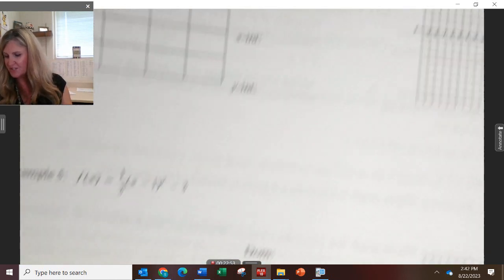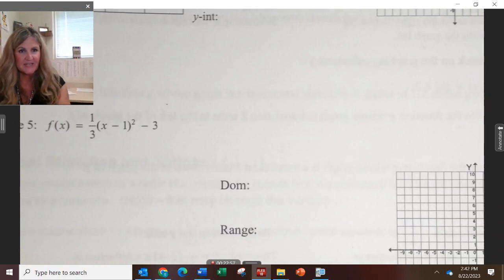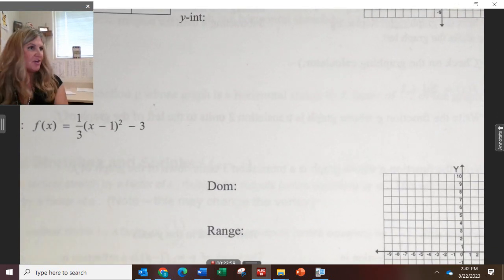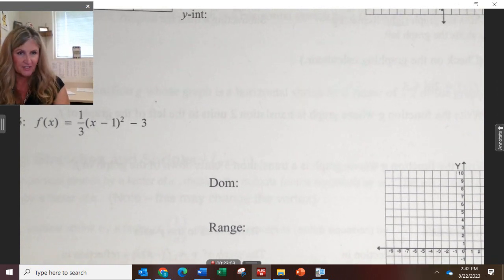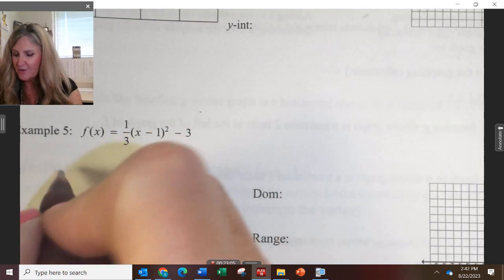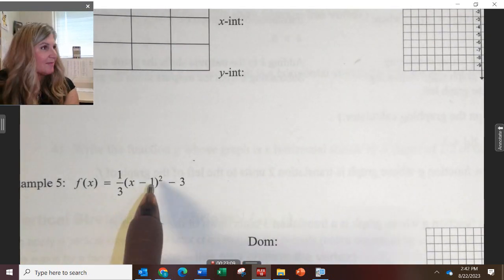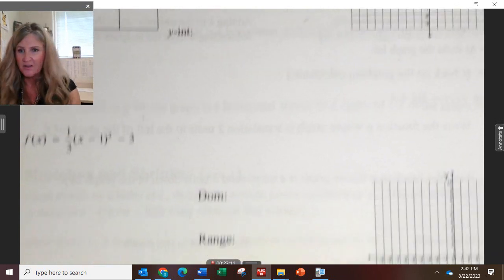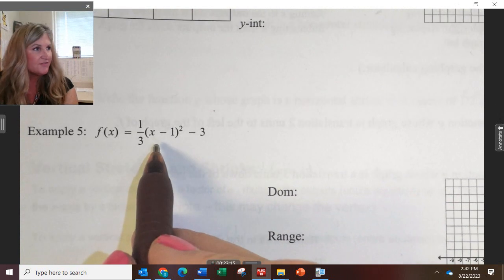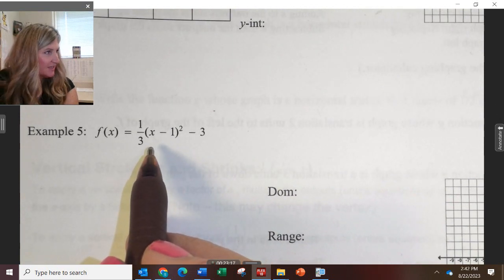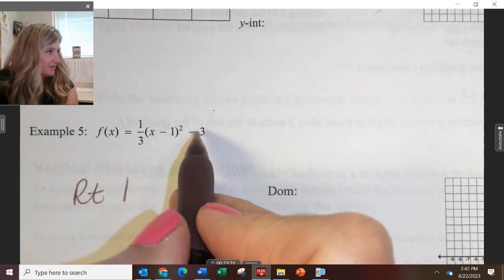Okay, guys, we're just going to do one more. Let's do example 5, and we're not going to do a chart this time. I'm going to show you how to do this without a chart. Guys, remember how this is a parabola because it's x squared? Normally they start at 0, 0, but what is this going to do? Shift us to the, what is it, Ava? Right 1, good job. And then what's this do?